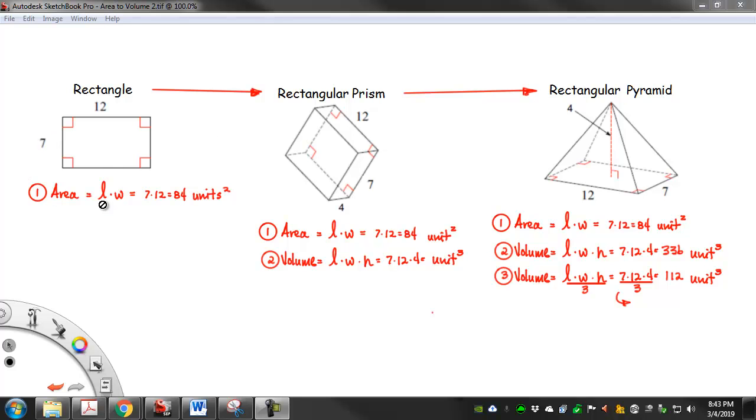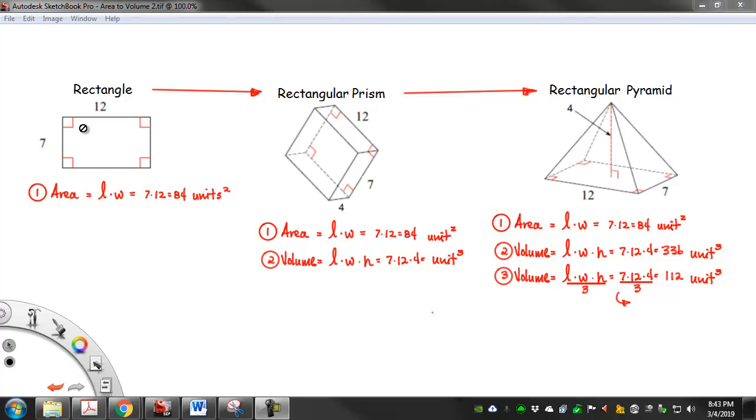So first of all, area with a rectangle is just the length times the width. And that will give us, you can see here, 84 units squared. And anytime we take, say, inches times inches, remember, that'll always give me an exponent of 2. So all our units will be squared.